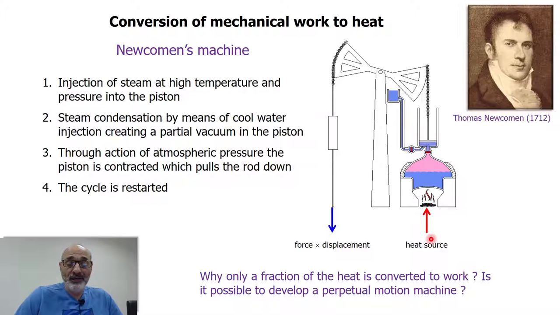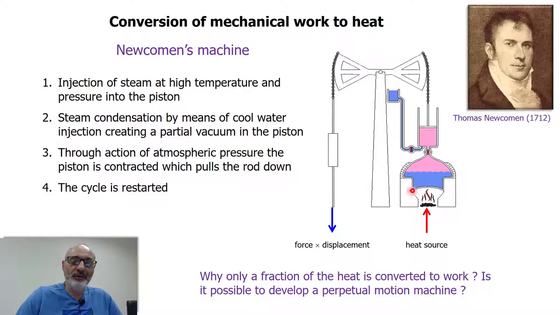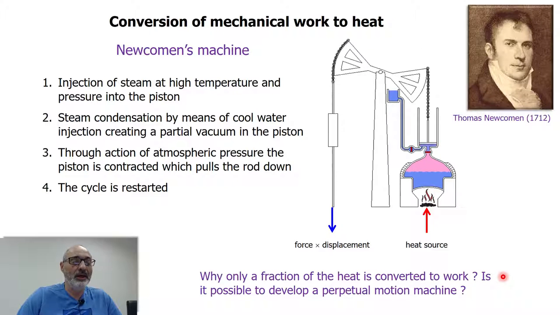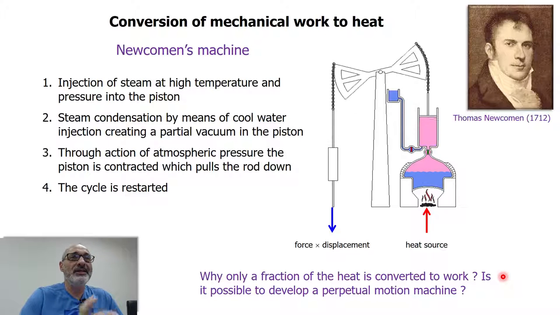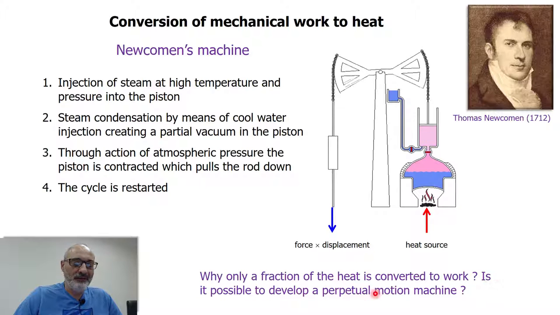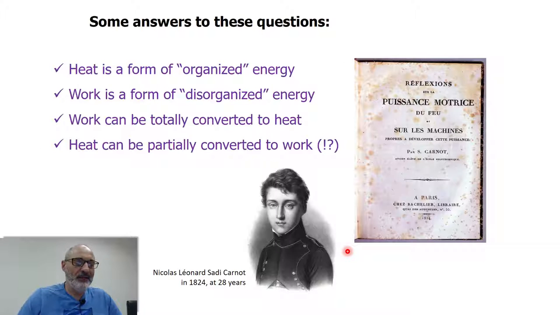I'm going to show you that if it was possible to convert 100% of heat to mechanical work, it would be possible to construct a perpetual motion machine. And this actually is related to the second law of thermodynamics. Just as a reminder, the first law of thermodynamics is related to energy conservation, and the second law is related to efficiency, the efficiency of the conversion of heat to work. We're going to see that in a few moments.